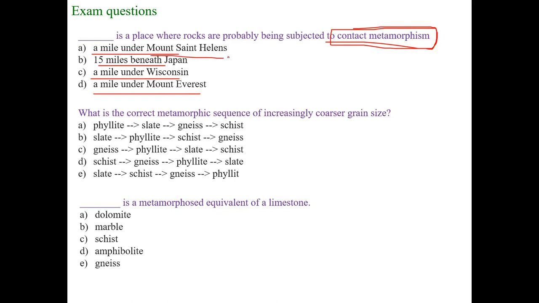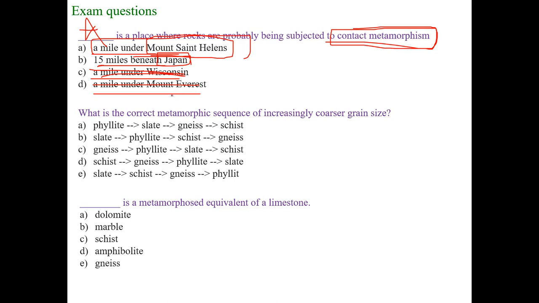Mount St. Helens is a volcano, so that's going to be high temperatures. Japan also has volcanoes. There are no volcanoes in Wisconsin or at Mount Everest, so you know those are out. Fifteen miles under Japan is going to be high pressure, high temperature. A mile under Mount St. Helens will be high temperature, low pressure. So it's going to be A.